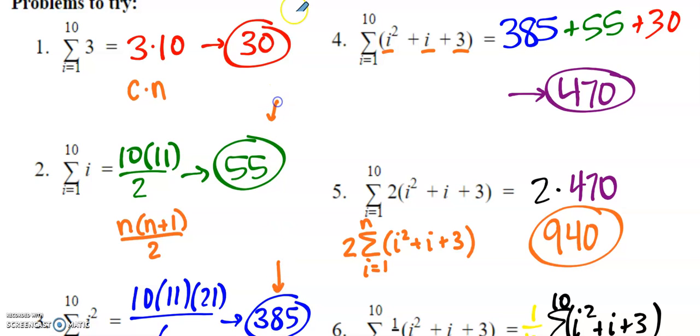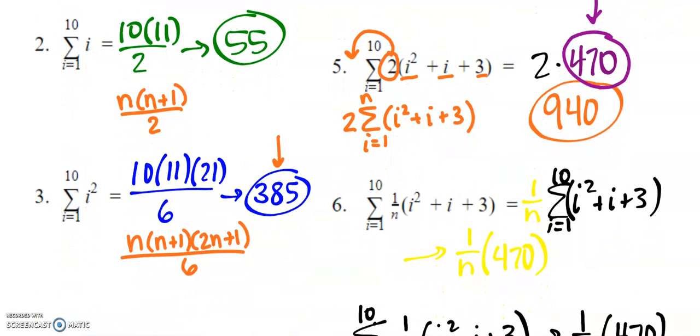385, 55, and 30. For question 5, again, summing the 3 values that I found, except I have a 2 that I can drag to the outside as a constant multiple. So it's 2 times what I found just above. And then this last one, very similar concept, except 1 over n is my constant. Even though n is something that varies, it's not the official variable of this expression, which is I. So I can take out the 1 over n, and now I still just have I squared plus I plus 3, which was my 470 from number 4.